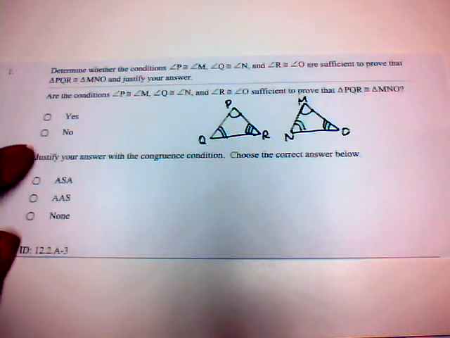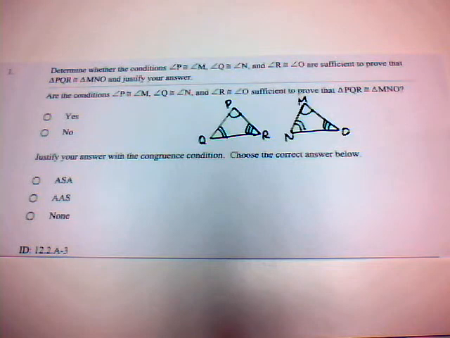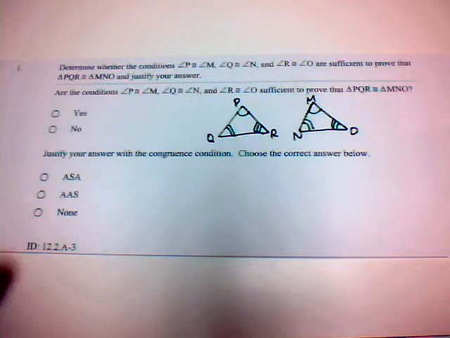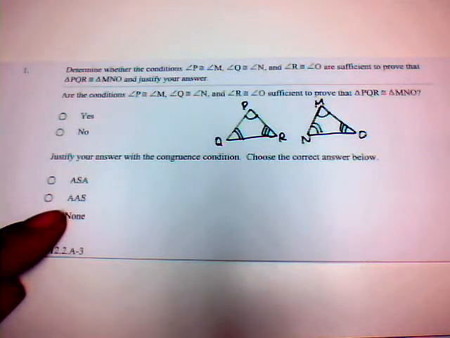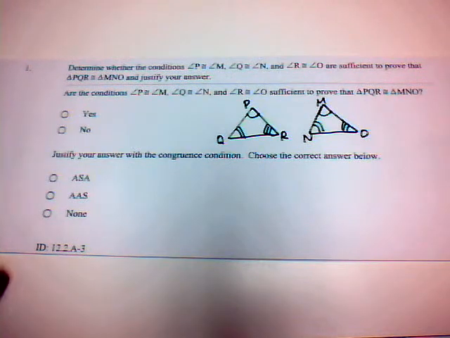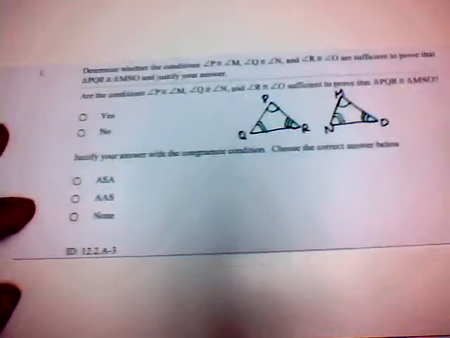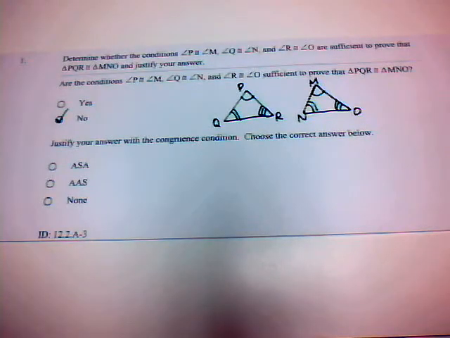And the answer there would be no. Because all we know in this case here is that the angles of one triangle are congruent respectively to all the angles of the other triangle. But it's not enough for me to prove by using the angle side angle or the angle angle side theorems that those triangles are congruent. So the answer there will be no. And when we justify our answer with the congruence condition, the answer will have to be none.